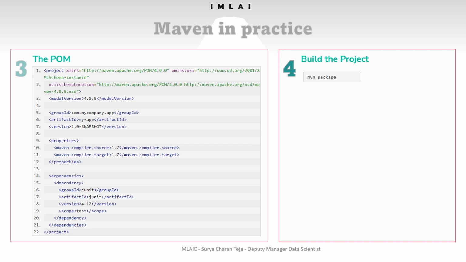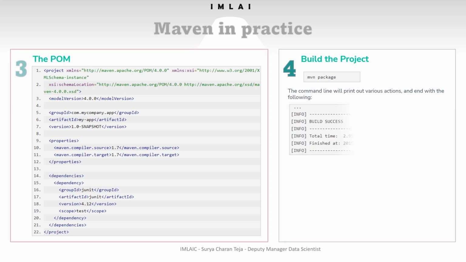This is the response you will get normally. The command line will print out various actions and the response would be like this. If you get BUILD SUCCESS at the end, that means there is no issue in your pom.xml file, so it's correct.